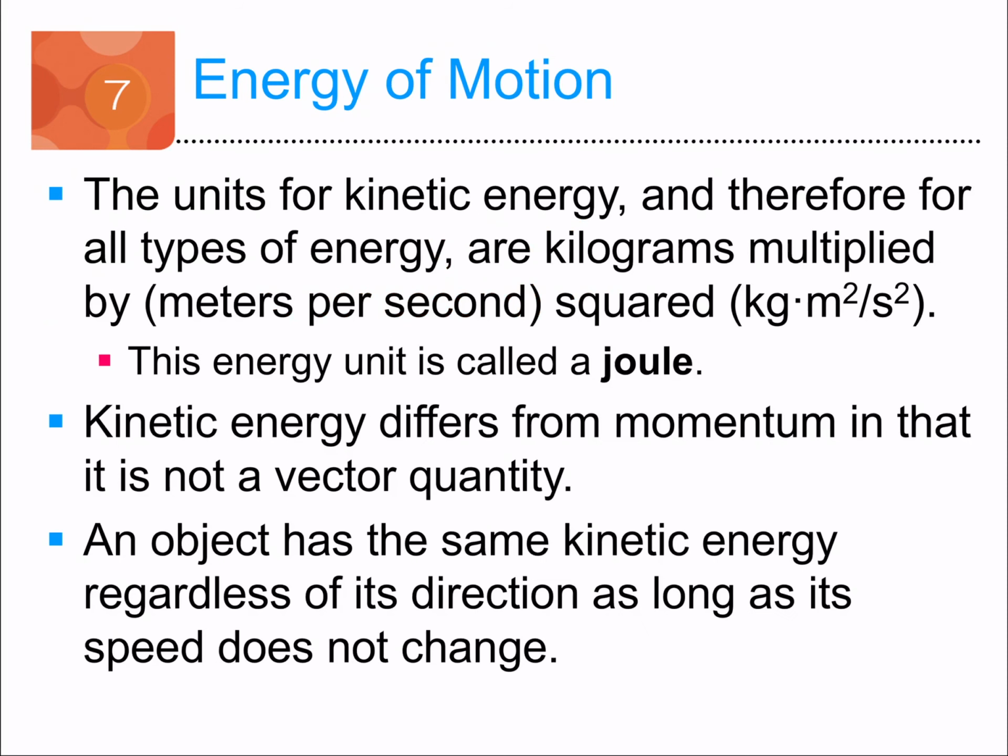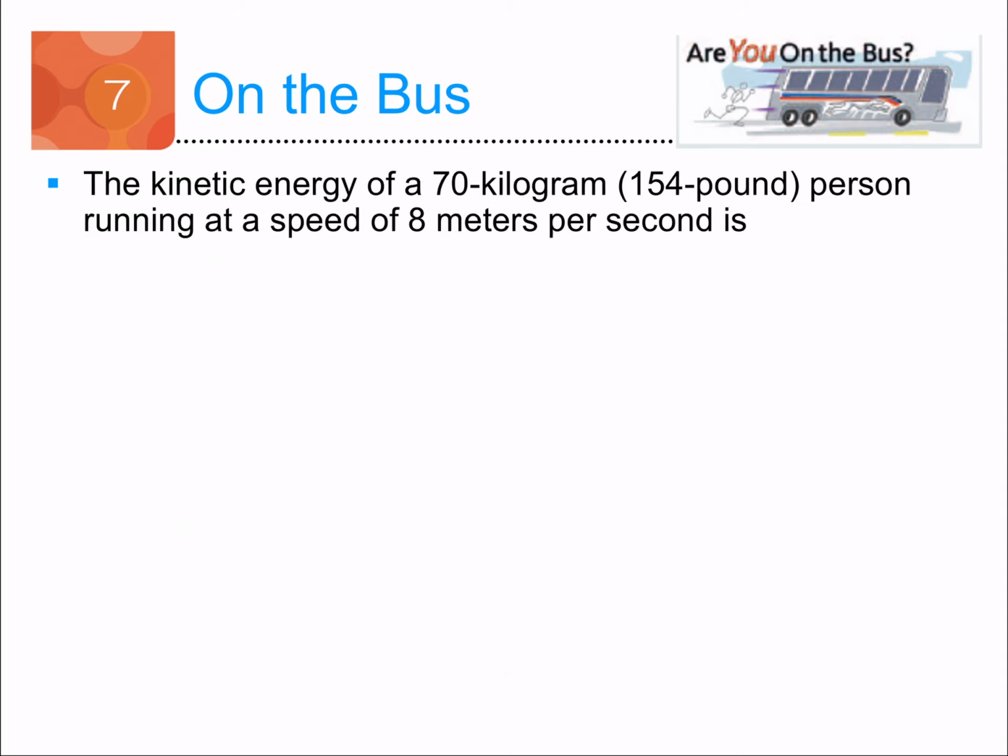Now, kinetic energy, or any type of energy, has different units than you're used to, and those units are what we call a joule. A joule is a kilogram meters squared per second squared. Kinetic energy is not a vector quantity. If you remember, momentum was. So an object's going to have the same kinetic energy regardless of its direction as long as the speed doesn't change. Okay, let's do some problems.